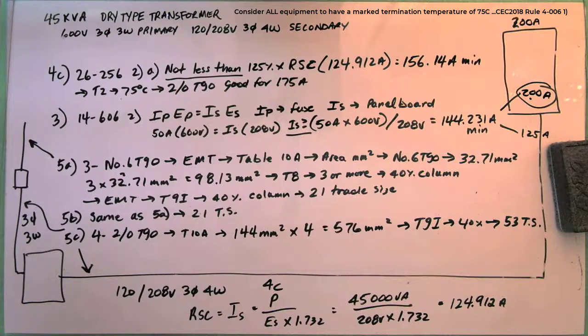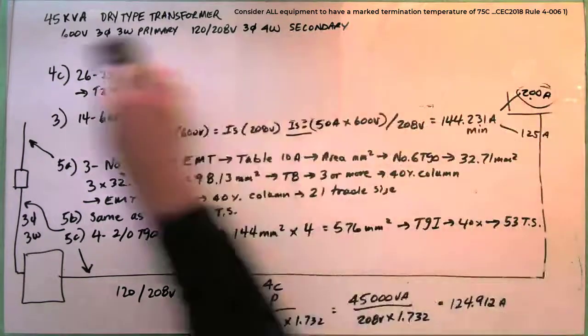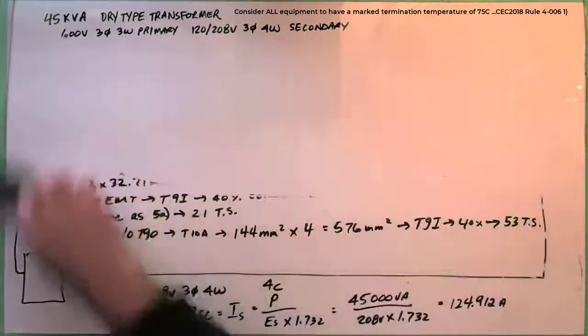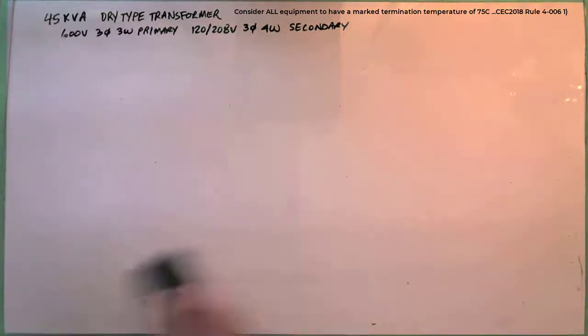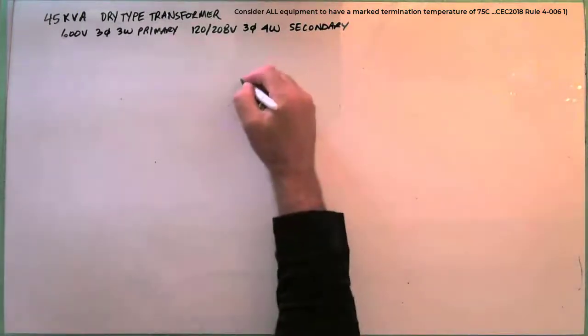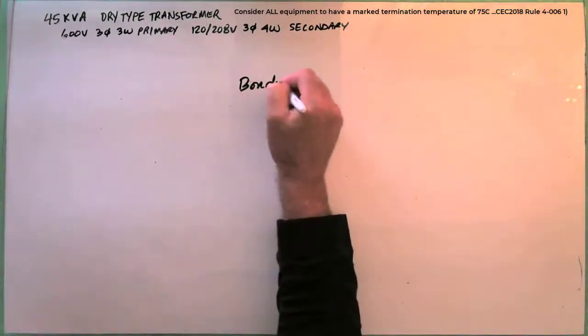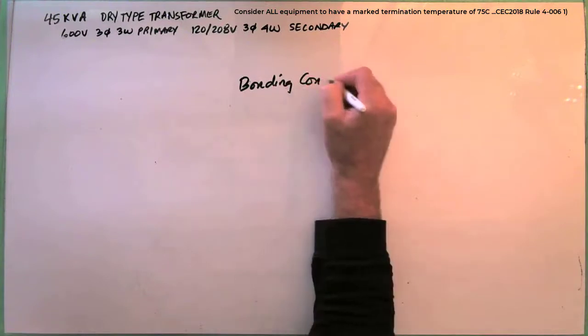So now what we've done is we've sized the primary fuse, the primary and secondary conductors. We've sized the pipes, the panel, and the wire coming in. The last thing is the bonding conductors. This is very important. Bonding conductors.